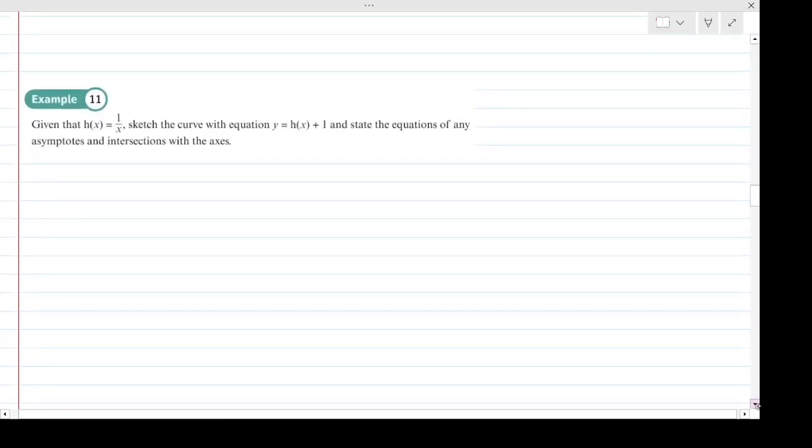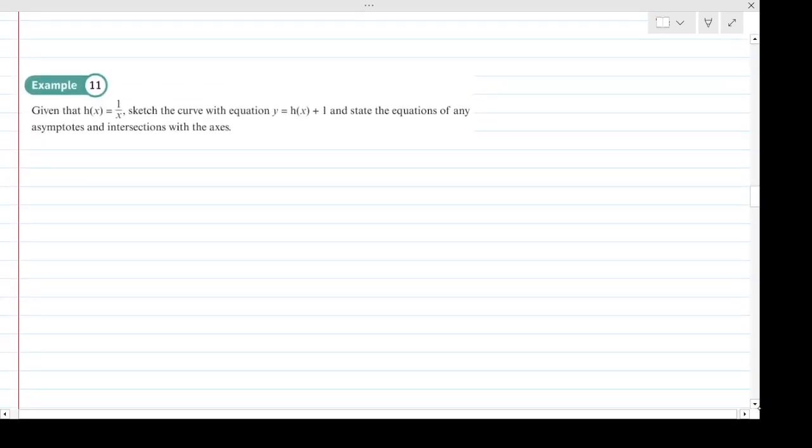Then in this example, given that h of x is 1 over x, sketch the curve with the equation y is h of x plus 1, stating the equations of any asymptotes and intersections with the axes. So we need to sketch this graph. Y is h of x plus 1. H of x and then plus 1.